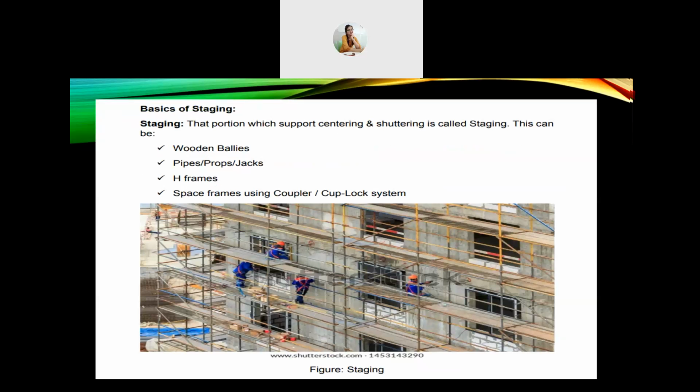Next topic, basics of staging. Staging means that portion which supports centering and shuttering, and this can be done by using wooden bellies, pipes, props or jacks, H-frames and space frames using coupler or cup lock system.